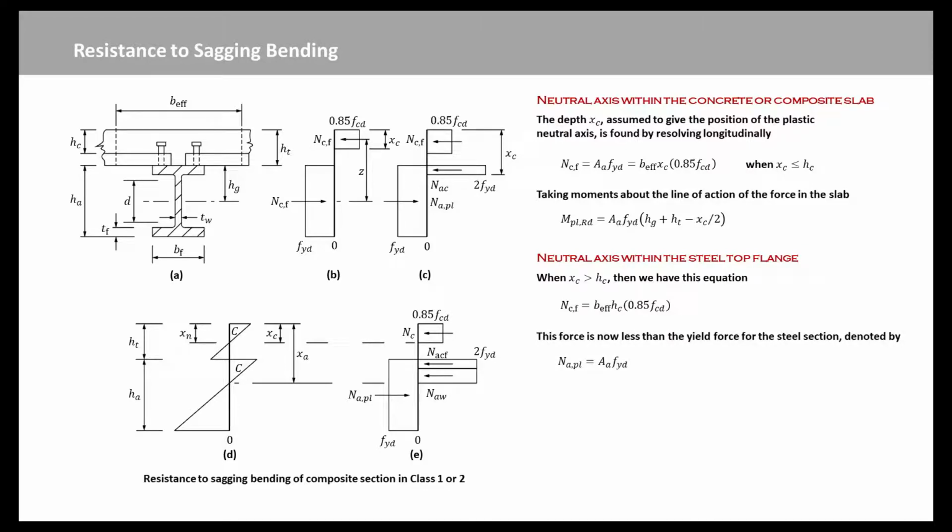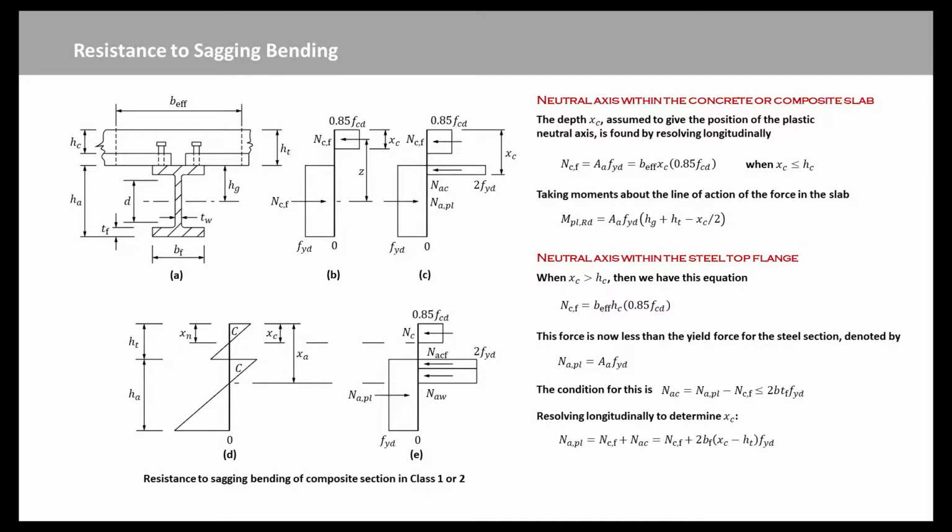This force is now less than the yield force for the steel section, denoted by this equation. So the plastic neutral axis is at depth xc larger than ht, and is at first assumed to lie within the steel top flange, as shown in Figure C. The condition for this is this expression. The distance xc is most easily calculated by assuming that the strength of the steel in compression is 2 times Fyd, so that the force Npl,a and its line of action can be left unchanged.